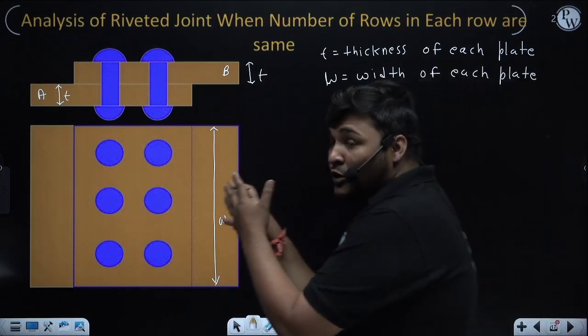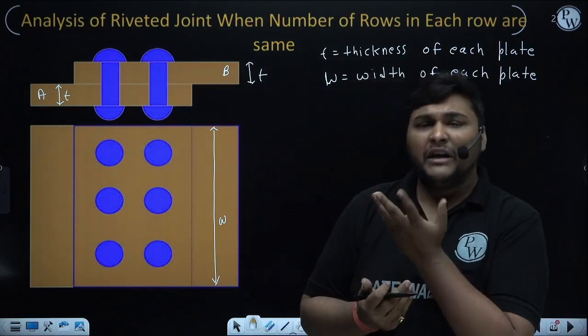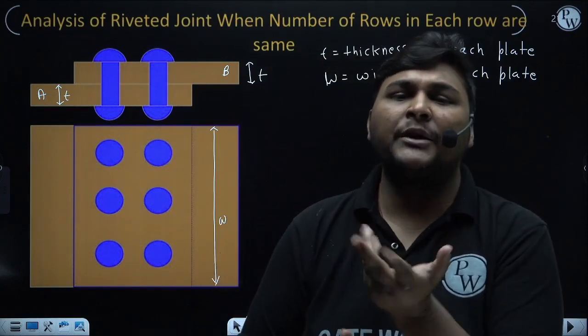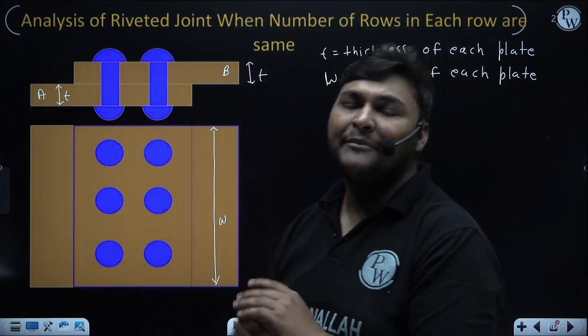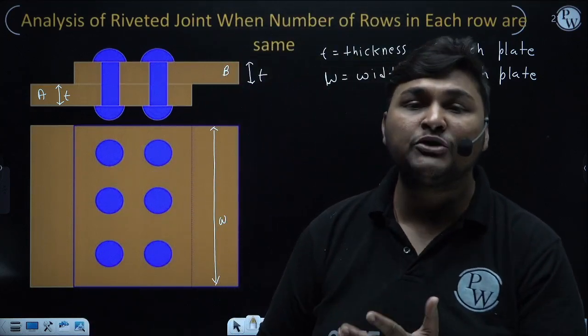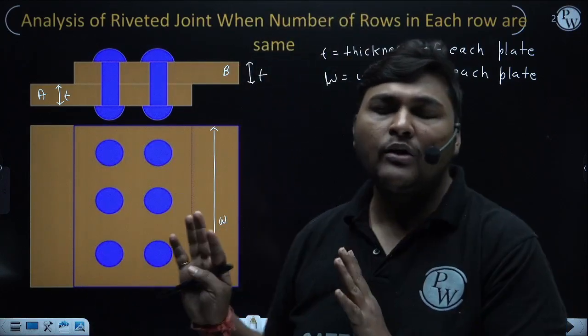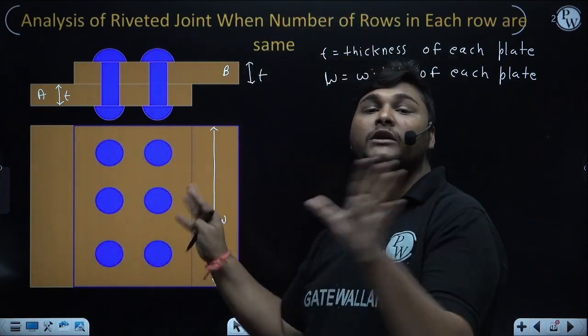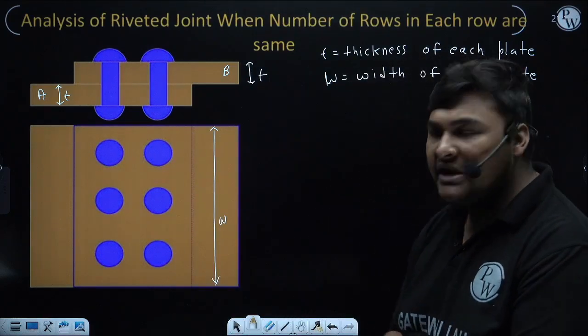It is not necessary that the question will always come from double row. This diagram I have made just for understanding. It might be possible that the actual riveted joint is triple row, or single row. It might be a lap joint, or a butt joint with single strip plate or butt joint with double strip plate. So whatever concept I am explaining is valid for all types of riveted joint, but number of rivets in each row should be same.